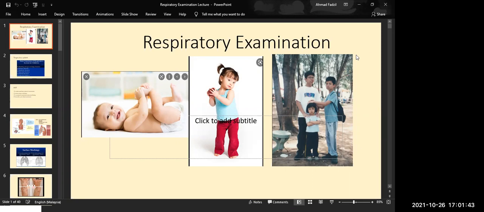Datuk, semua dah masuk ya? Nama sudah. Ya.